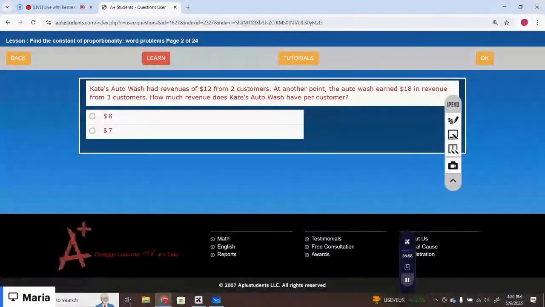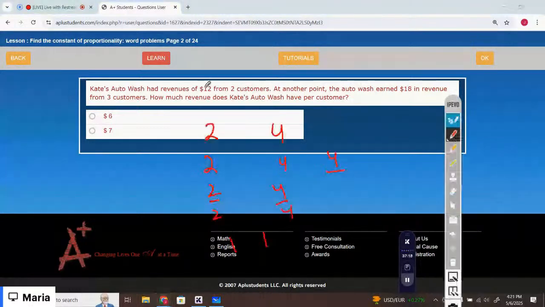Gates Auto Wash had revenues of $12 from two customers. At another point, the auto wash earned $18 in revenue from three customers. How much revenue does Gates Auto Wash have per customer?